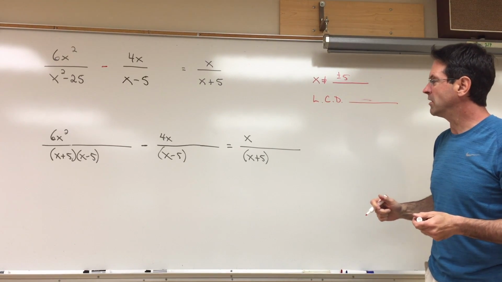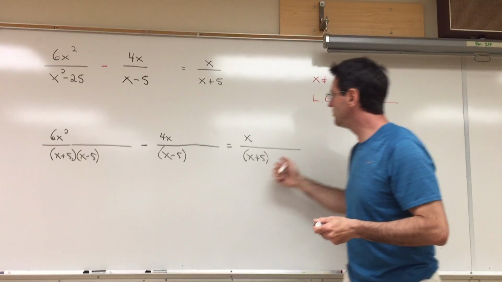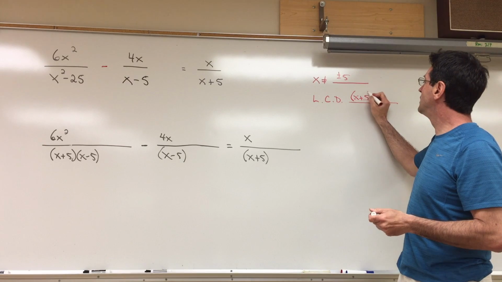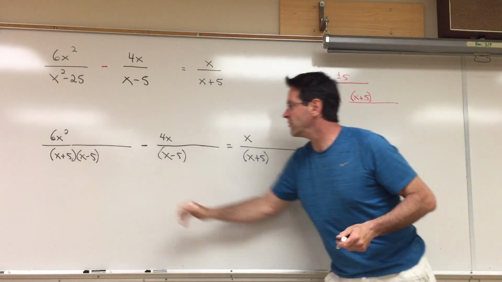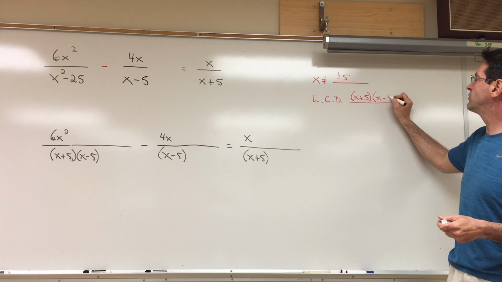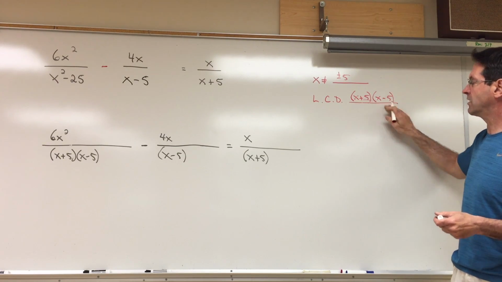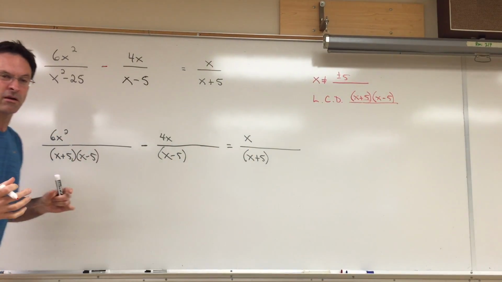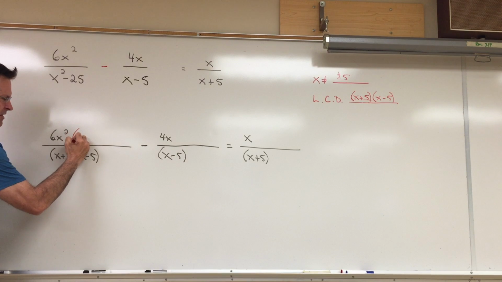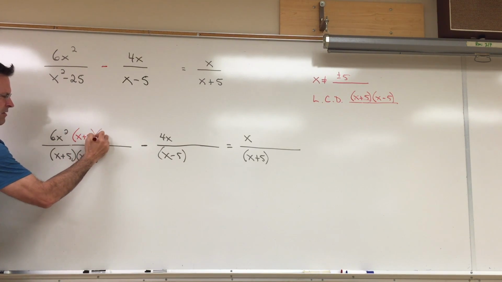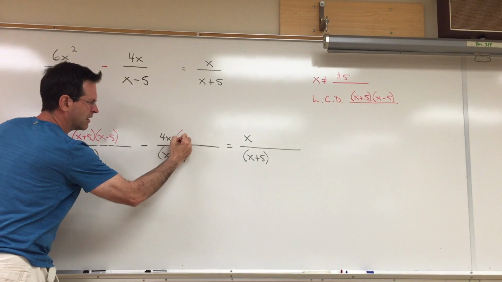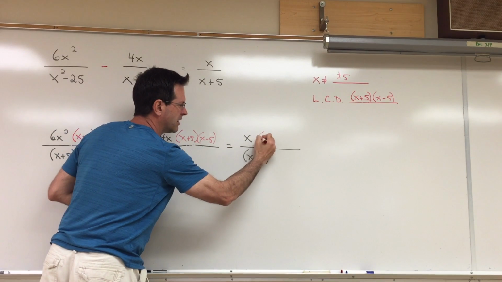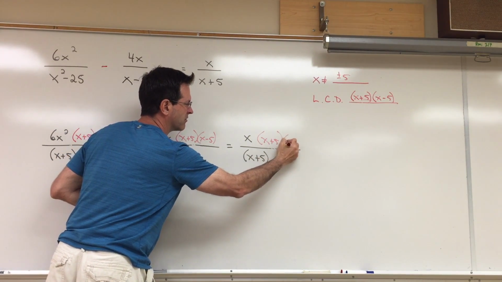What's our lowest common denominator? We have an x plus 5 here and an x plus 5 here, but we only have to list it once. And an x minus 5 and an x minus 5, we need to list it once. So there's our lowest common denominator, x plus 5 and x minus 5. Well, what do we do with that? We're going to multiply it into the numerator of each term. That's why I set this up nice and big. X plus 5 times x minus 5, x plus 5 in here and x minus 5, and likewise, x plus 5 and x minus 5.